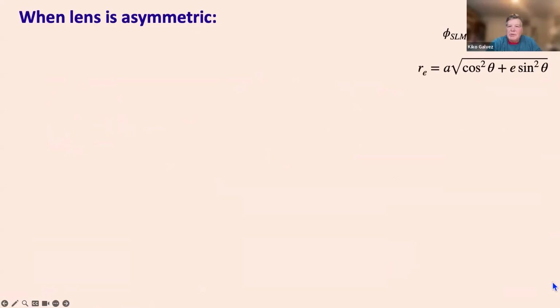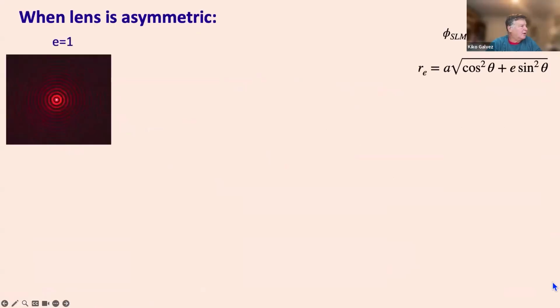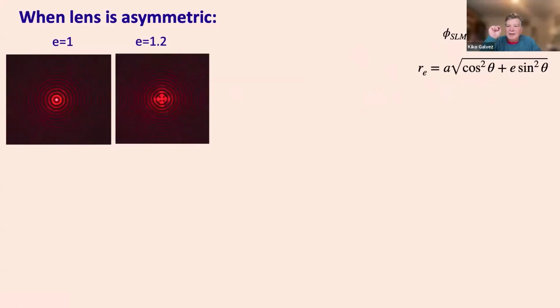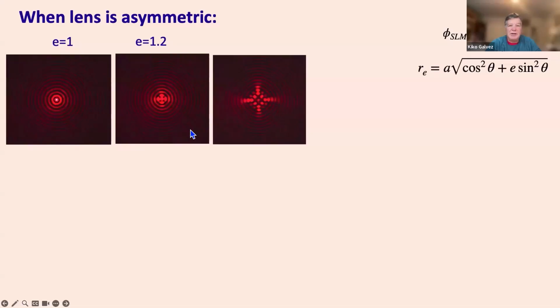Now when the lens is asymmetric, we modeled this by making the phase of the SLM asymmetric, and we introduce this factor here, E. When E is 1, it is perfectly symmetric, so we get our Bessel beam. But as soon as we introduce the smallest amount of ellipticity, it breaks the symmetry, and you start to get the pattern that you see as we increase it.